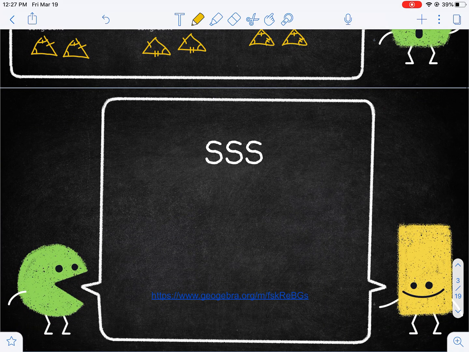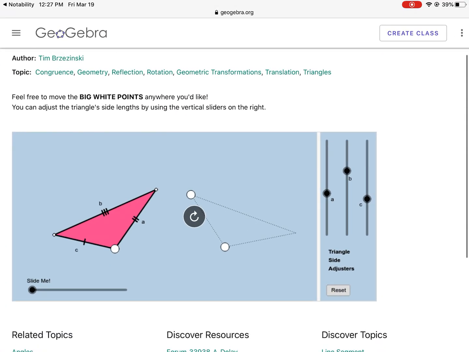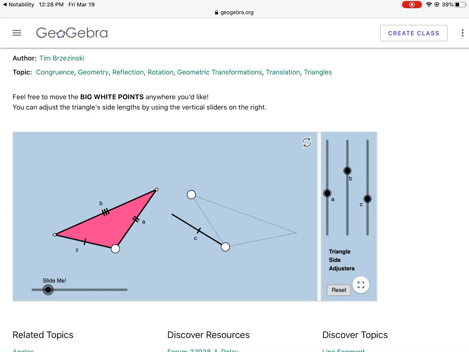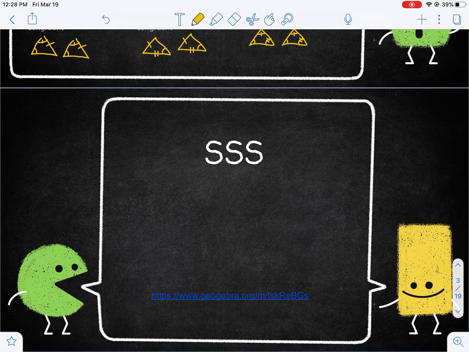So the first one is side, side, side. And if I follow this link, I can go ahead and slide this side, maybe, if it wants to work. Here we go. So I'm copying C over, A over, and B over, and then that pink triangle fits perfectly within there. Okay, so there's no way to form a triangle with those 3 sides. I'm keeping the length exactly as they are without getting a triangle that's identical to the first one, which means side, side, side works.